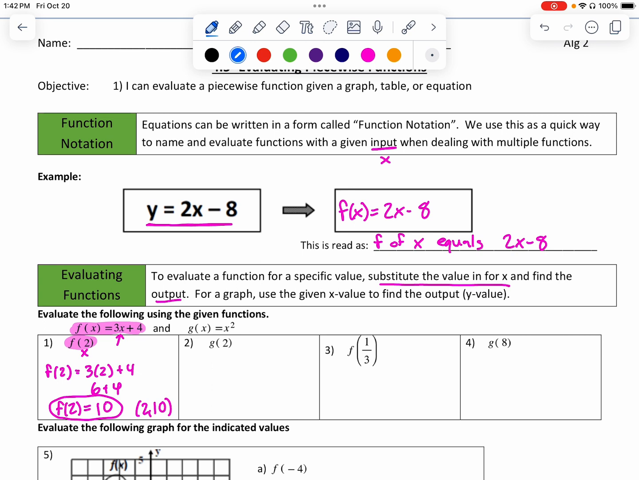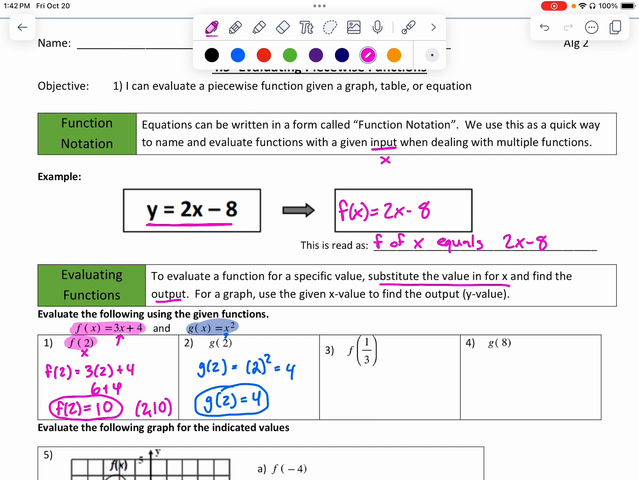The next one says g of 2. So g is this equation. When I see a g, I'm going to plug the number in for the x in that equation. So I'm plugging the 2 in for the x, so 2 squared. 2 squared equals 4. So I know g of 2 equals 4. On a graph, that would look like the point (2, 4).